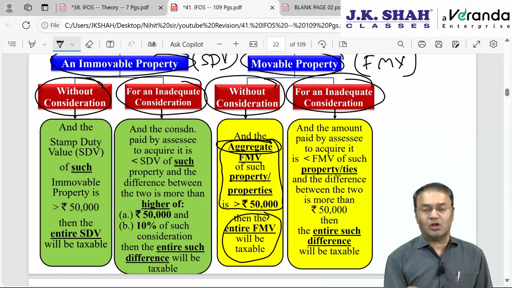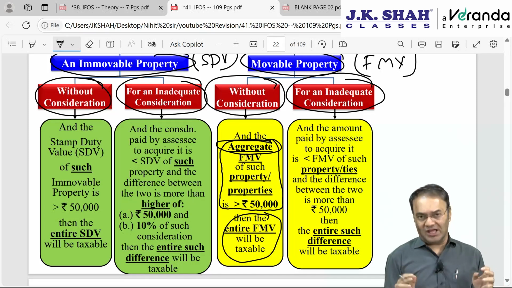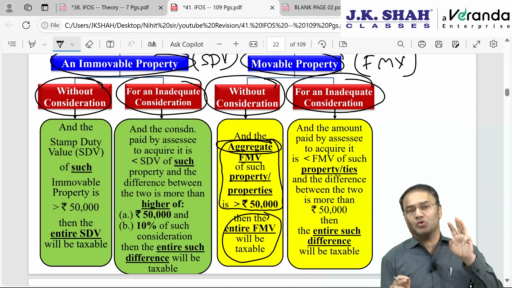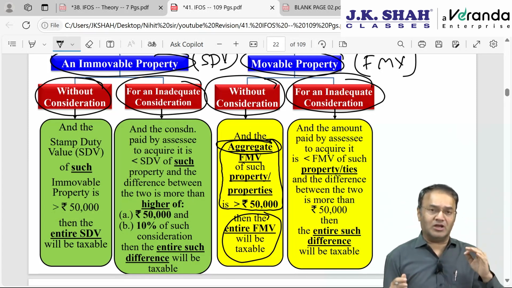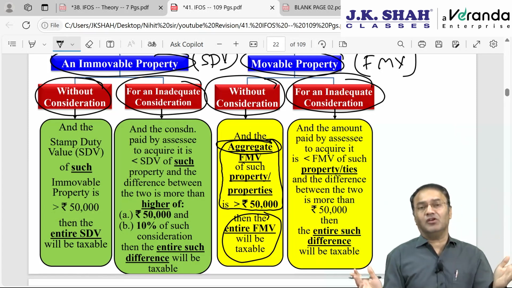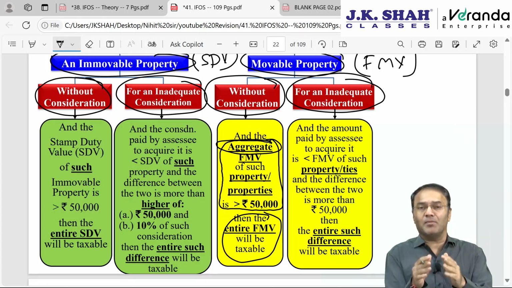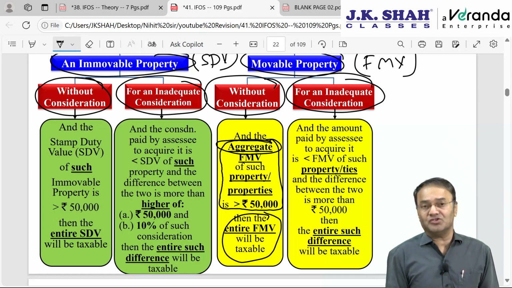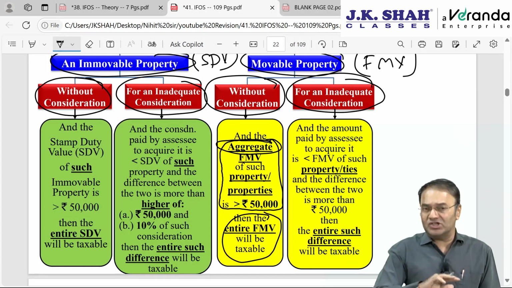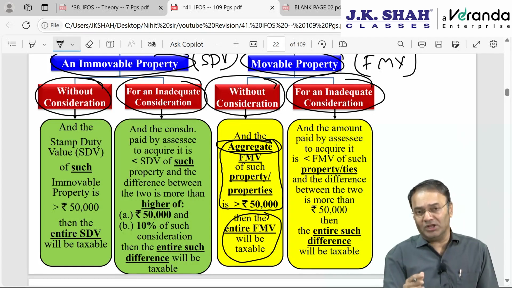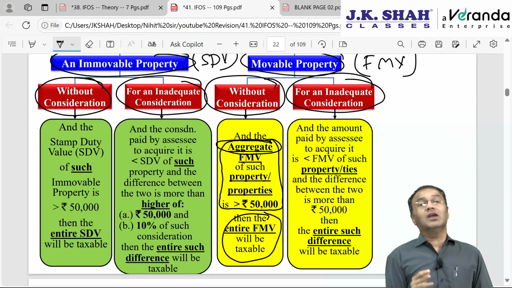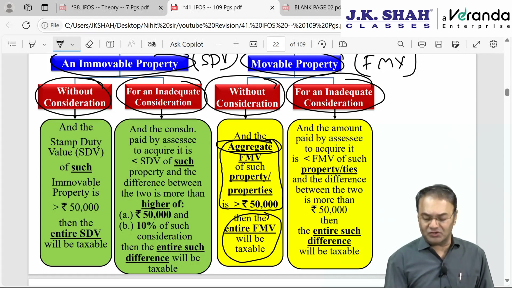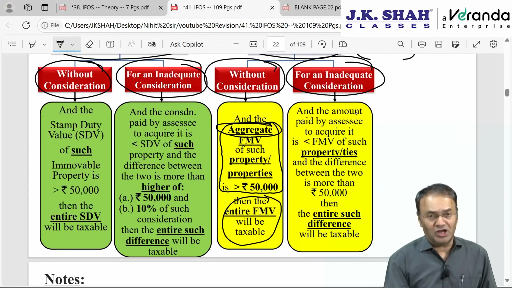Aggregate means total FMV. So, if I receive multiple items, jewelry also, bullion also, work of art also, 3-4 items from maybe the same person or different people, I have to merge everything combined together. Aggregate FMV of all of them should exceed 50,000. Sorry, it's not a qualifying amount, it's a threshold limit, meaning once it exceeds 50,000, the entire amount including the first 50,000 will be taxable. If received for inadequate consideration, then the difference will be taxable.